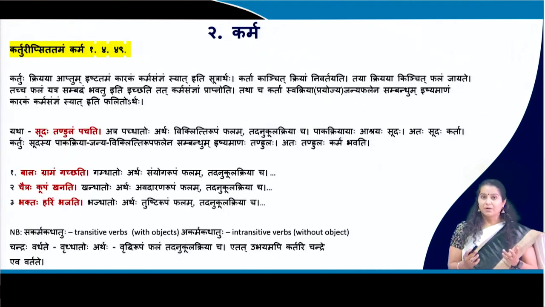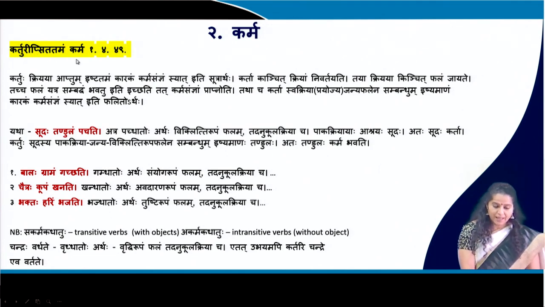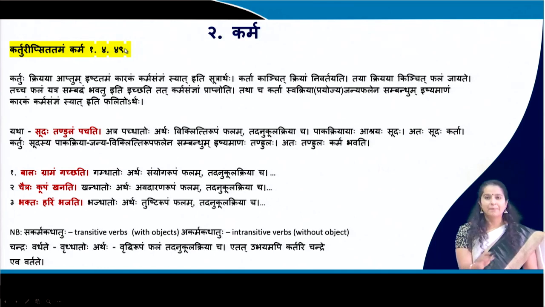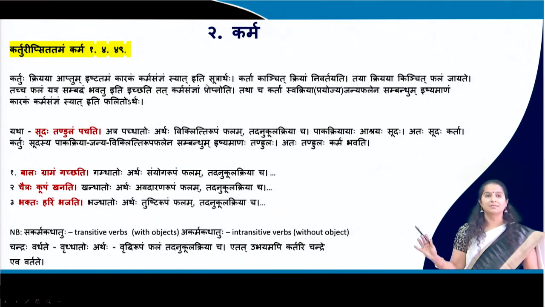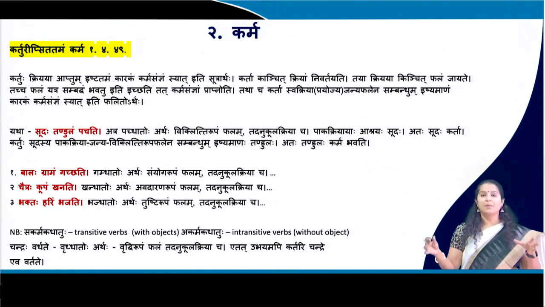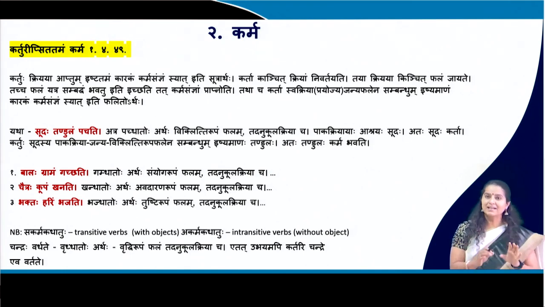So, what is a karma? When do we identify a word as the object in the sentence? Panini here says, Karturipsitatamam karma, and that is the first chapter, Prathama Adhyaya, the Chaturtha Pada or fourth Pada, and the 49th sutra in that. Kartuhu kriyaya aptum ishtatamam karakam karma sanjnyam syat iti sutrartha. Now what does that mean? By the action of the agent, whatever the actor is doing, by that action the most desirous fruit is assigned the karma sanjna.